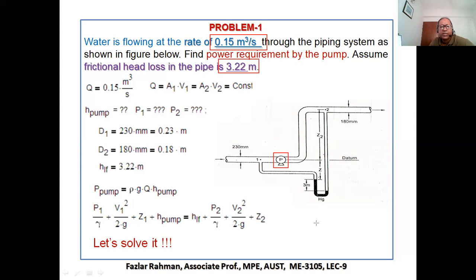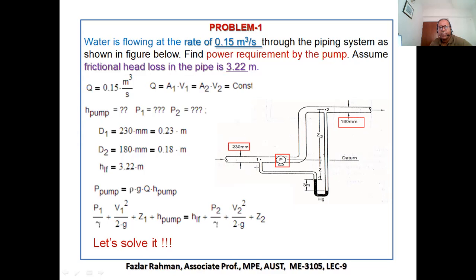Say, for example, you have an underground water tank right over here. You have a pump. You have a building 10 stories high. Then you need to figure out what capacity of pump you need. Okay. So we just look at the data, what is given. See right over here, the diameter of the pipe is given, and the outlet pipe diameter is given. Pump is right over here.